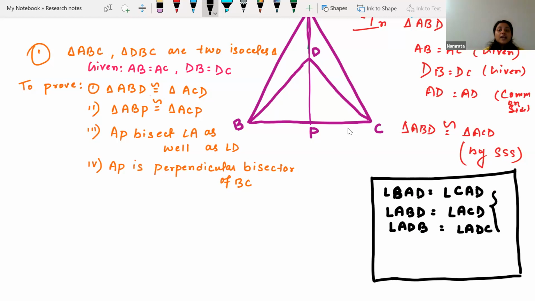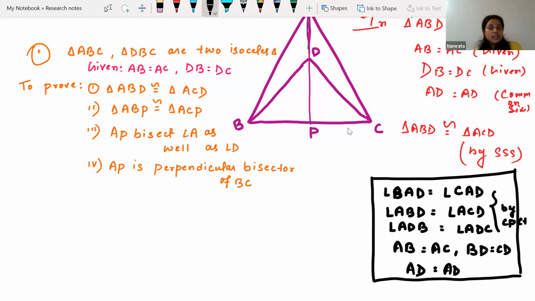All the corresponding sides are the same by CPCT. Why are these all the same? By CPCT, we also get the corresponding sides which are the same. So we already know AB is equal to AC. We also know BD is equal to CD. And we also know AD is equal to AD, the common side. This much information we got from the congruency of the above case. We are keeping it in hand. Maybe it will be useful for the next part.